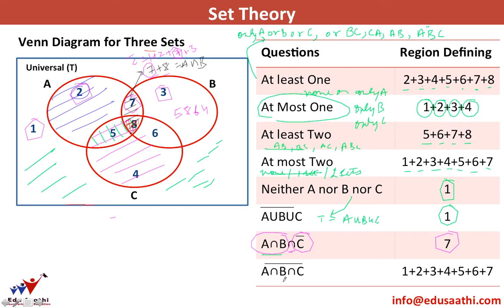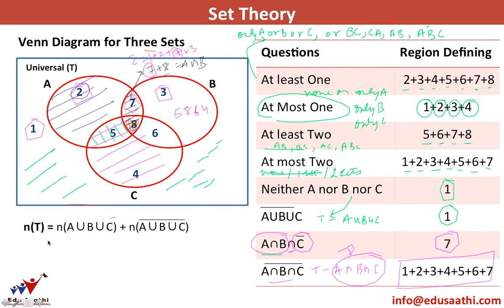Now A intersection B intersection C complement means T minus A intersection B intersection C. Now this is 8. The region defining this is 8. So everything except this region 8. This is what I've mentioned here: 1 plus 2 plus 3 plus 4 plus 5 plus 6 plus 7 is A intersection B intersection C complement.